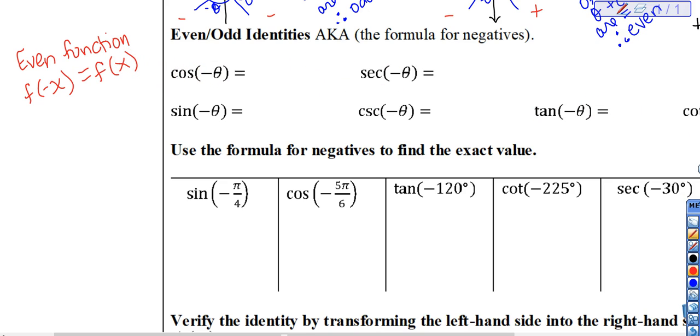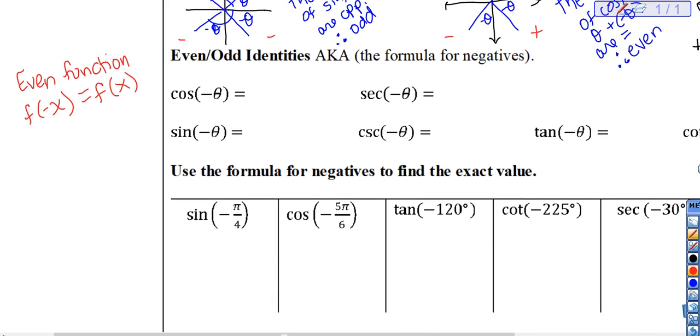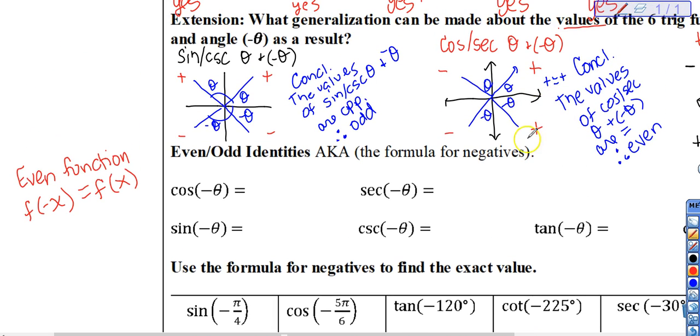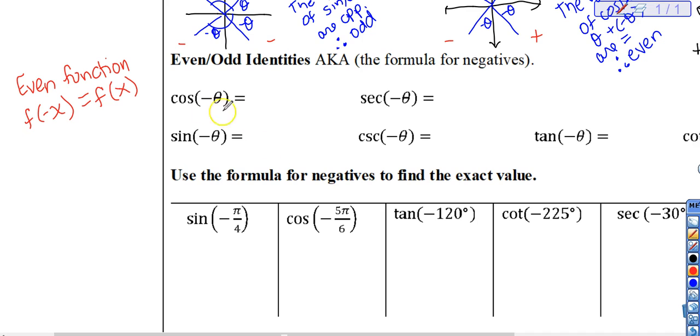So we've just decided that cosine of theta and secant of theta, if they're reflected across the x-axis, their signs are the same. Their values will either both be positive or both be negative. So cosine and secant are even functions. So we can say that cosine of negative theta is equal to cosine of positive theta, and the secant of negative theta is equal to the secant of positive theta, based upon what we know about their placement on a coordinate plane.